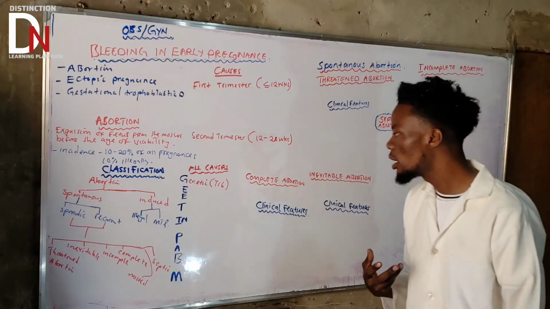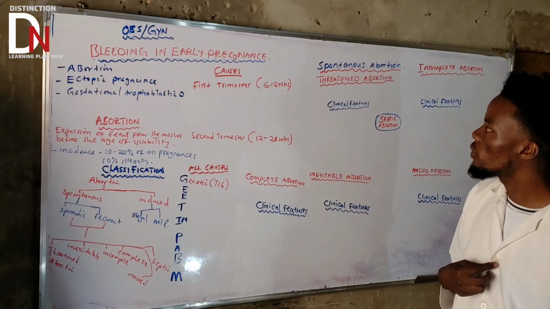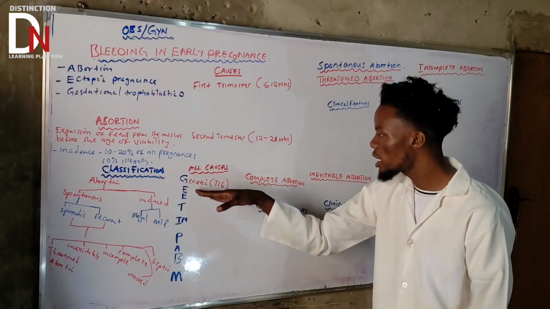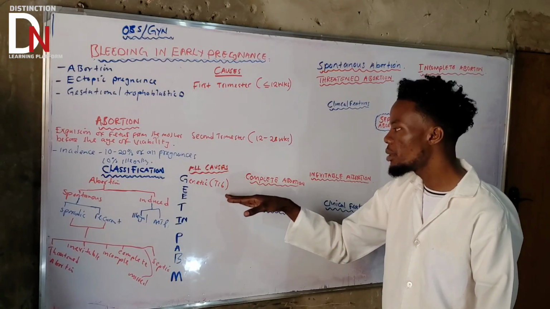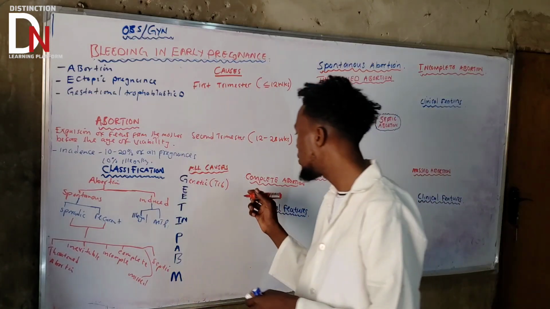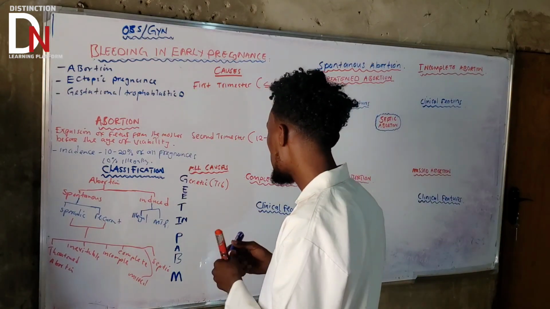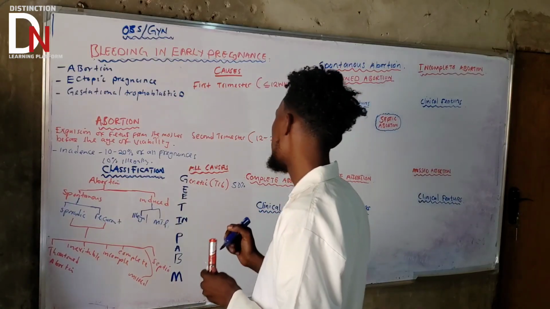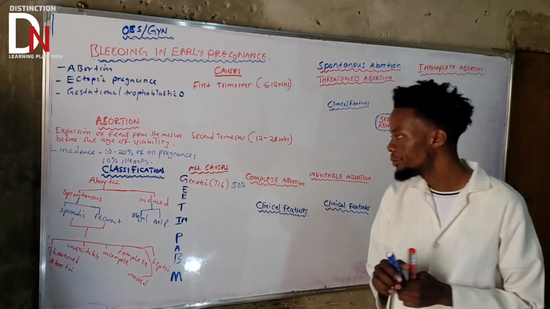Chromosomal abnormalities can also cause abortion, so just remember that. Genetic factors carry about 50% of the causes, so this is one of the most common causes of abortion in the first trimester. We'll talk about that, 50%.